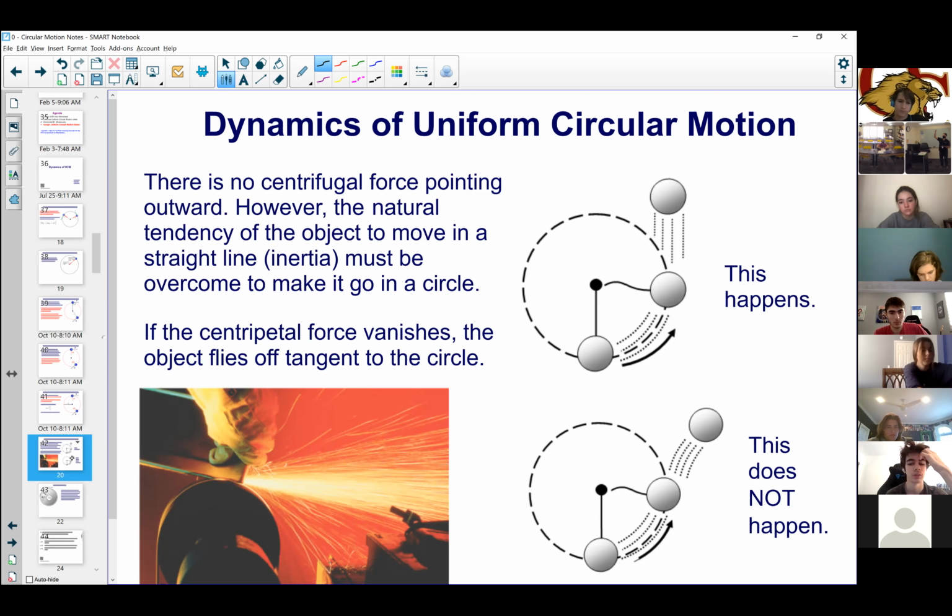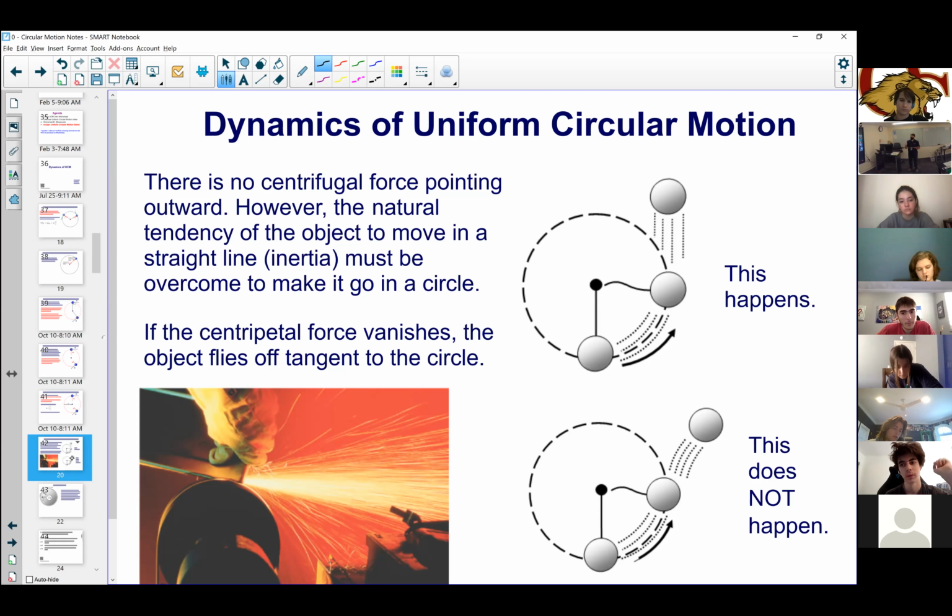The object goes straight, tangent to the circle from that point. The bottom picture shows you what does not happen. It does not curve. It does not curve either direction. It's going to go straight. There's no outward force that's going to make it curve away from the center of the circle. The force will only turn it back to the center of the circle.